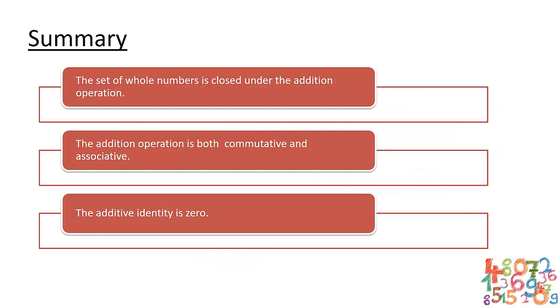Let's sum up our main ideas here. The set of whole numbers is closed under addition. We can add any two numbers together and get a whole number. Addition is both commutative and associative. This means the order of the addends doesn't matter, and the order that we perform our additions also doesn't matter. We're always going to get the same final sum, which is pretty awesome. Finally, the additive identity in the set of natural numbers is 0. This means if we add 0 to any number, we're always going to get our original number as the final sum.